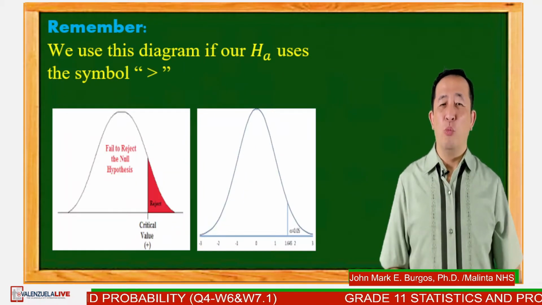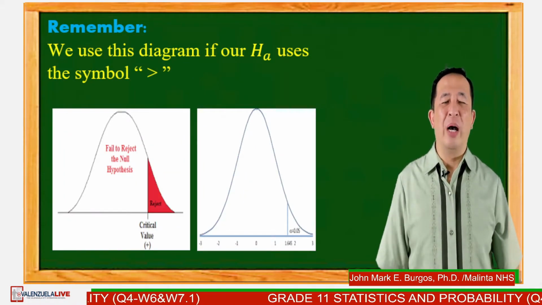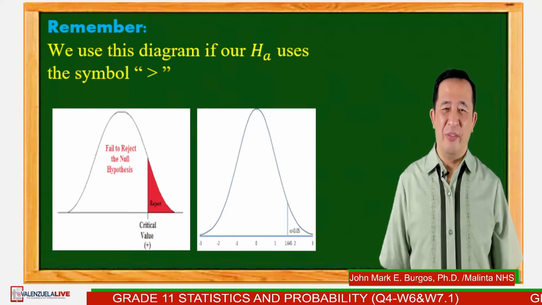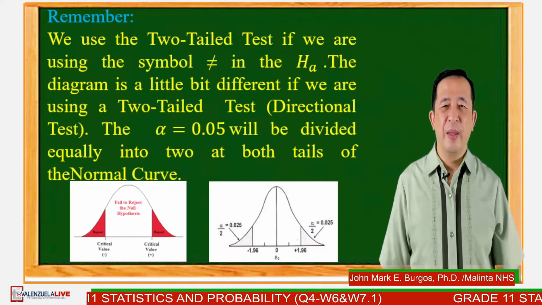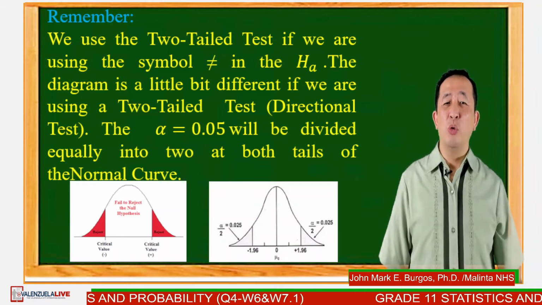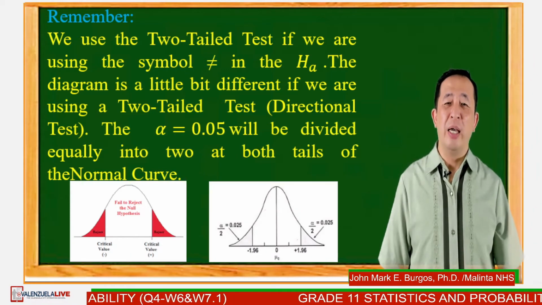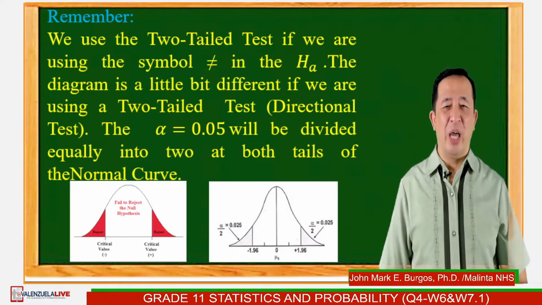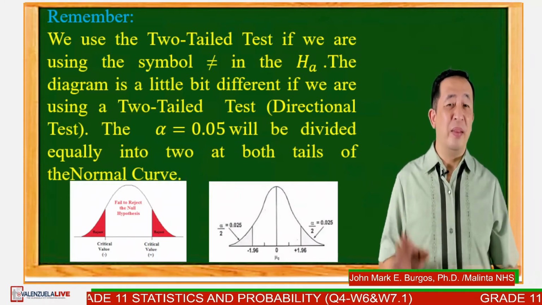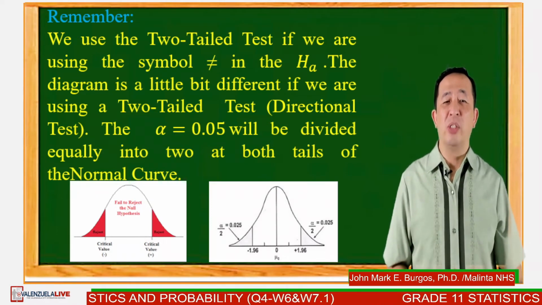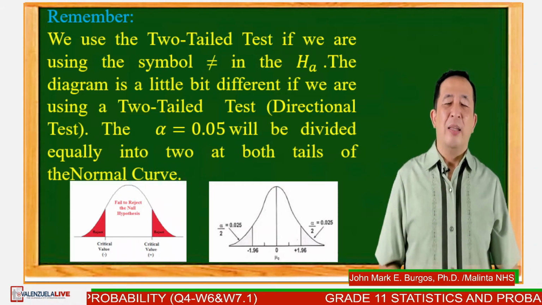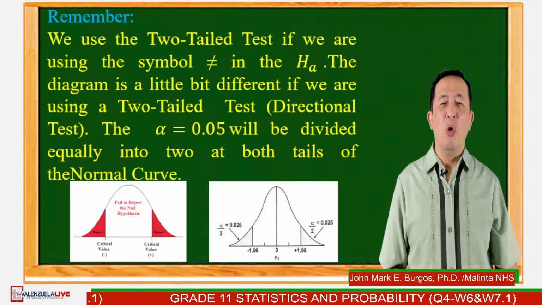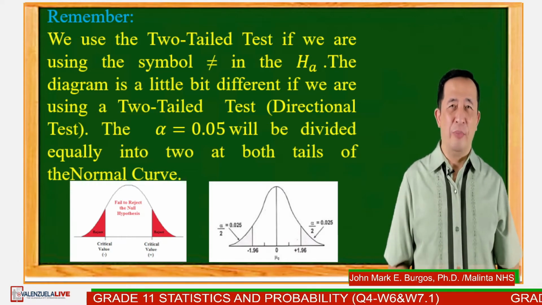Also, remember that we use this diagram if our alternate hypothesis or HA uses the symbol greater than. Remember also that we use the two-tailed test if we are using the symbol not equal to in the alternate hypothesis or HA. The diagram is a little bit different if we are using a two-tailed test or directional test. The 0.05 alpha will be divided equally into two at both tails of the normal.